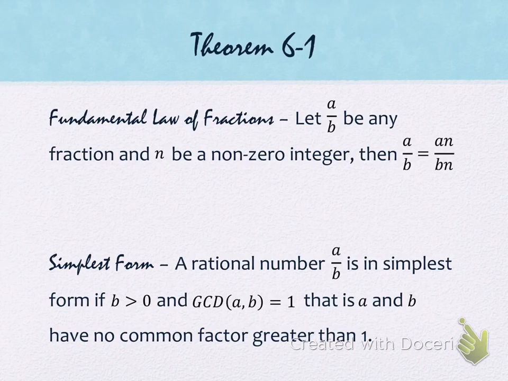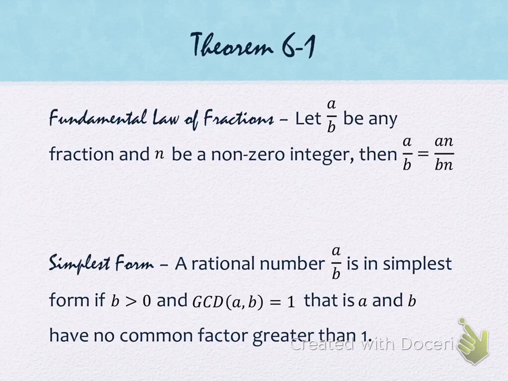Fundamental law of fractions. The fundamental law of fractions says that if you have a fraction a over b and any non-zero integer, you can multiply the numerator and denominator by that same non-zero integer and it doesn't change the value of the fraction. And the whole reason we want to do this, at least at the beginning, is so that we're able to add fractions that don't have the same denominator together.